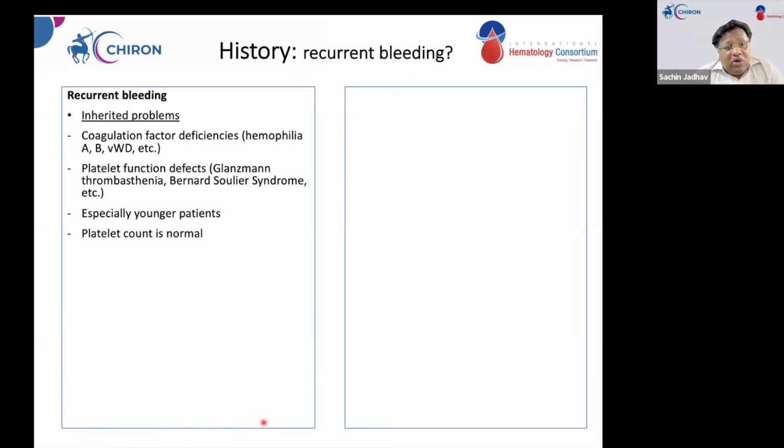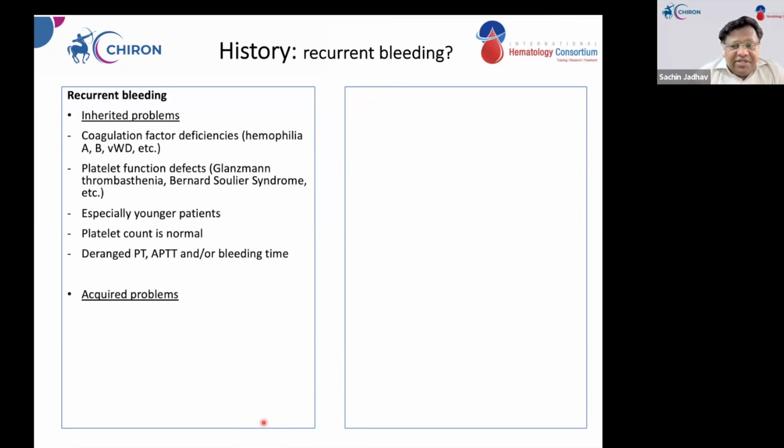The platelet count is normal. It's a problem with the function or with the coagulation factor level. Your screening test will give you good information on this. If it's a coagulation factor problem, PT-APTT will be deranged. If it's a platelet function problem, bleeding time will be prolonged.